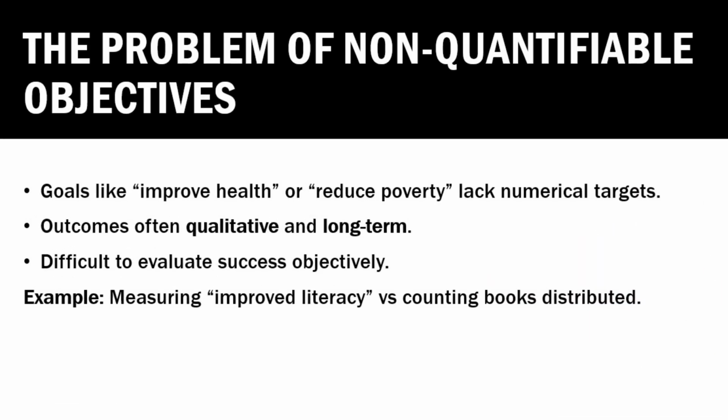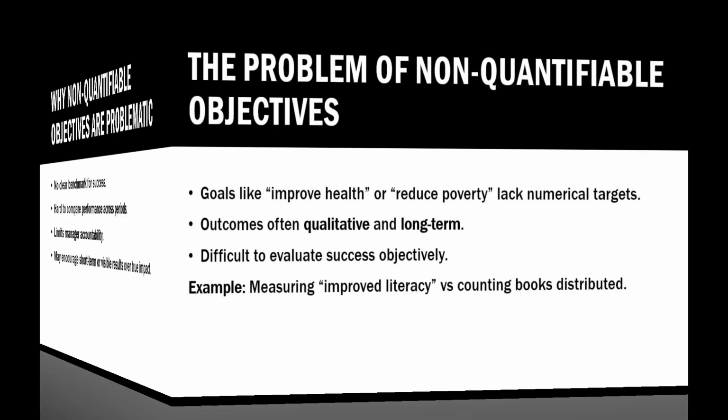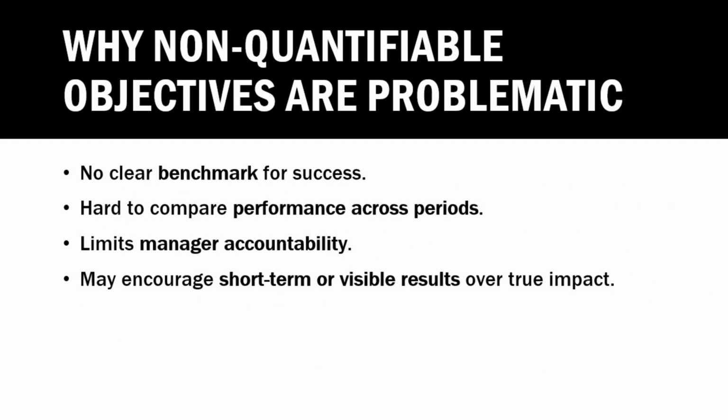Let's begin with the problem of non-quantifiable objectives. Goals such as improving health, reducing poverty, or increasing literacy are meaningful but hard to measure. Simply counting activities, like meals served or books distributed, doesn't prove real impact. There are three key difficulties.